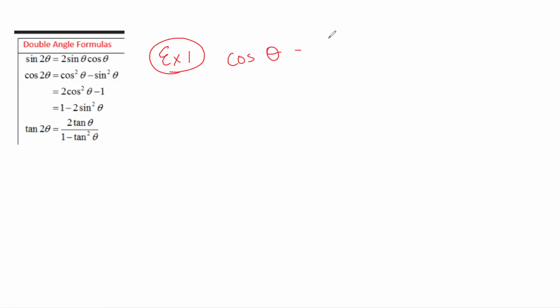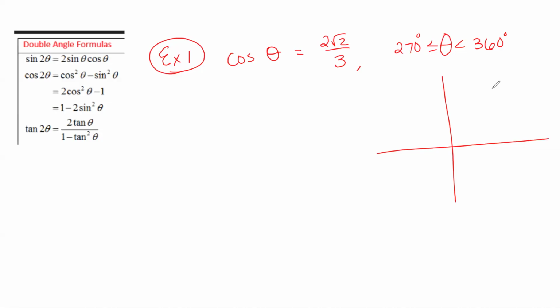Cosine of theta is 2 root 2 over 3, and it tells us that theta is in between 270 and 360 degrees. That is telling us which quadrant theta is in, and that is important. So you know it starts at 0, here's 90, here's 180, here's 270, and then all the way back around is 360. So we're in here, in quadrant 4. So if we had to draw the triangle, we would draw it there. And the question on this one is find cosine of 2 theta.